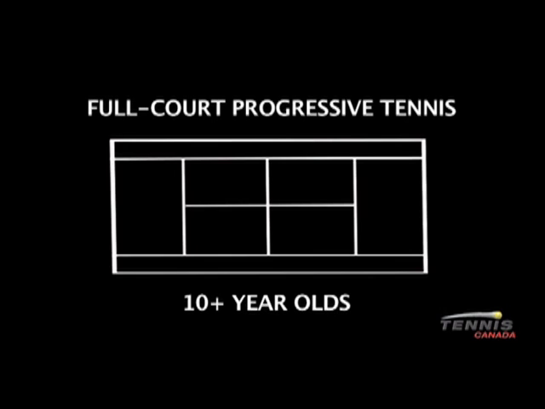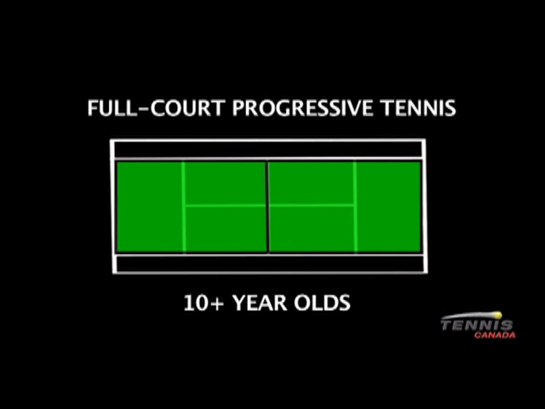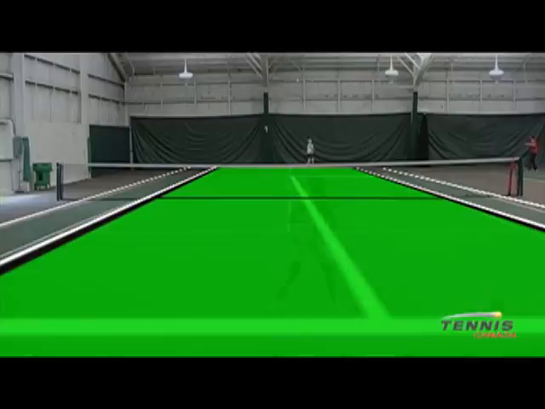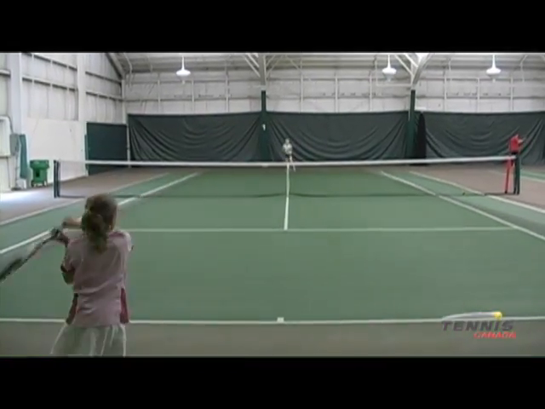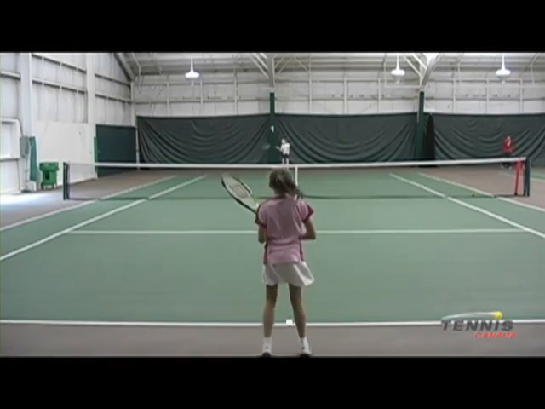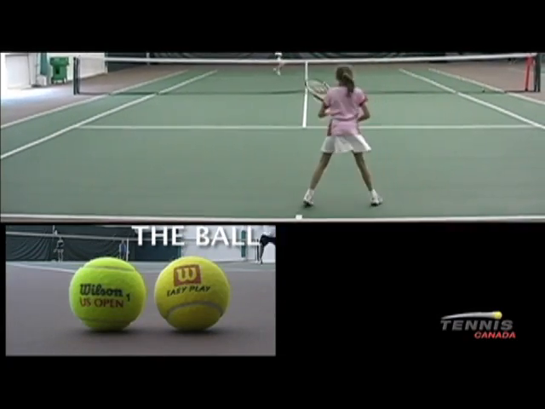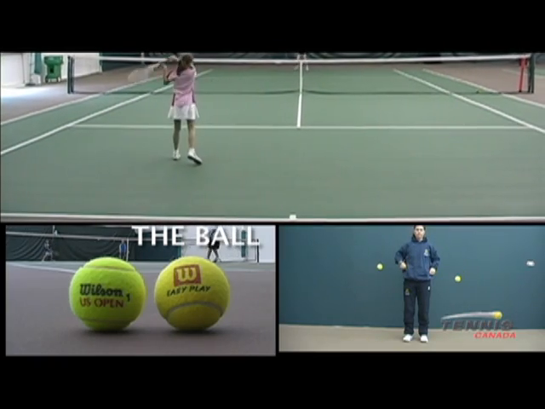The final step in the progressive tennis system is full court tennis for ages 10 and older. The official international color is green. If space is limited, it is acceptable to divide the court into 2 full courts for singles play. The only difference between progressive tennis full court tennis and regulation tennis is a transition ball that is lighter and bounces lower than the regular ball.